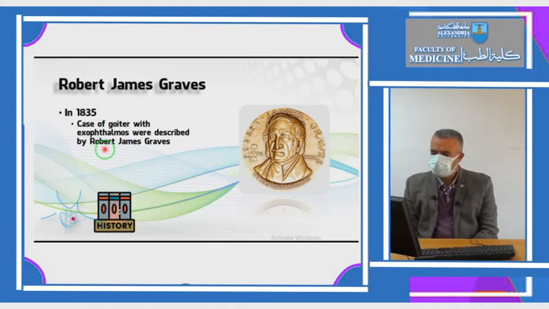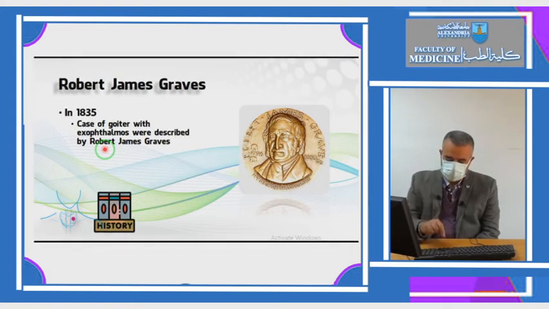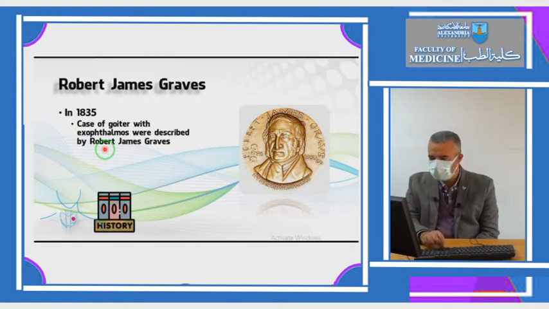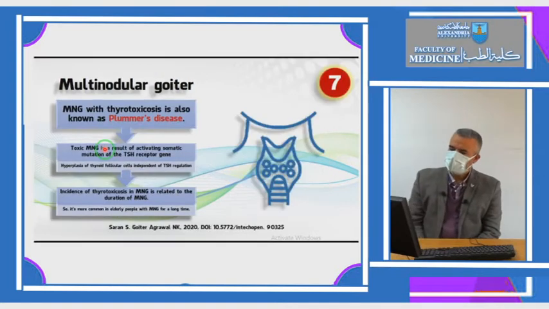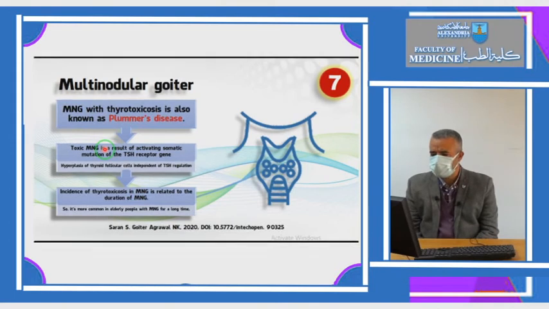Again, it was Robert James Graves in 1835 who described the first case of Graves. He described a case of a goiter with exophthalmos, and it was more or less 50 years later when they started to associate the discovery of this disease with Graves, and that's why it was named after Robert James Graves. And then we have the multinodular goiter, which may be euthyroid or toxic.